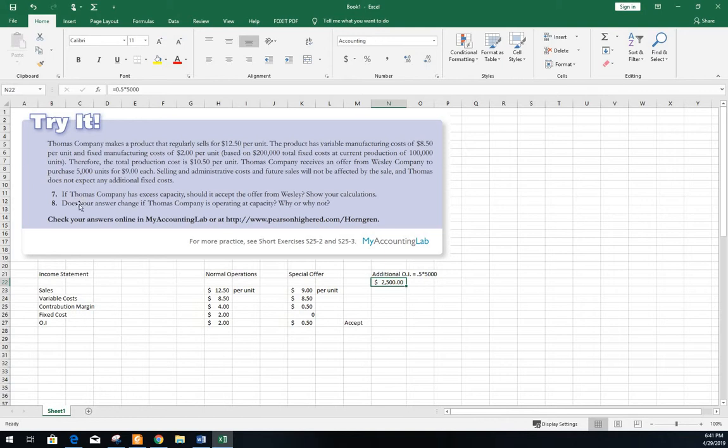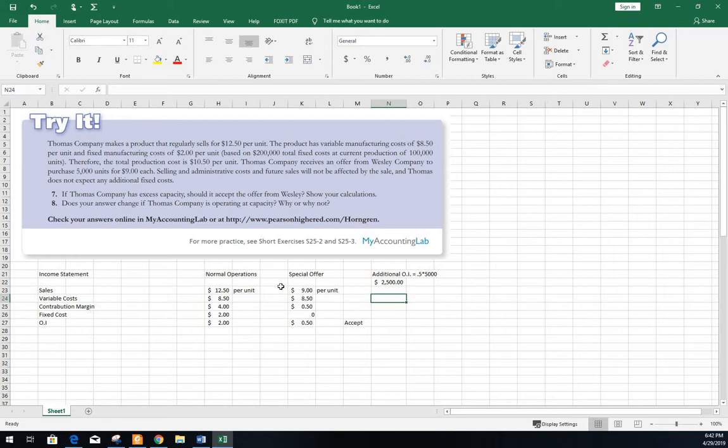Now, number 8 says, does your answer change if Thomas Company is operating at capacity? Why or why not? Okay, now that's assuming we don't have any extra capacity to produce this special offer. We don't have the machine hours, we don't have the labor, we are full to the max, we're selling everything at full price. And so you would say, well, if you're selling everything at full price, you probably wouldn't want to accept the special offer.